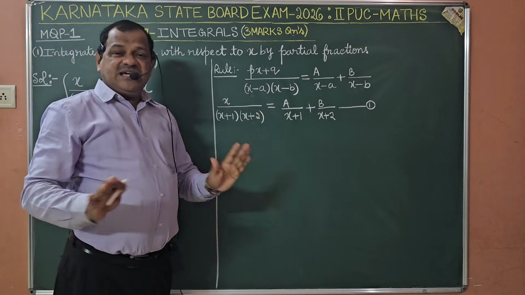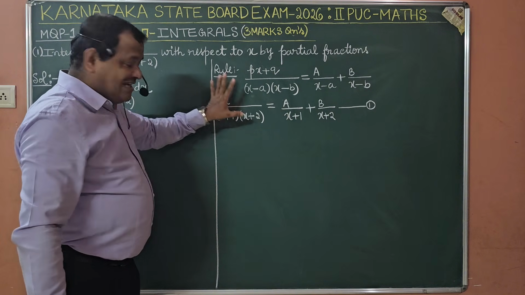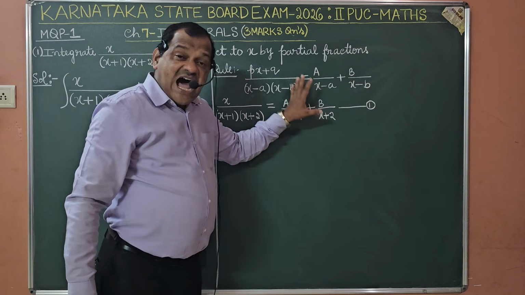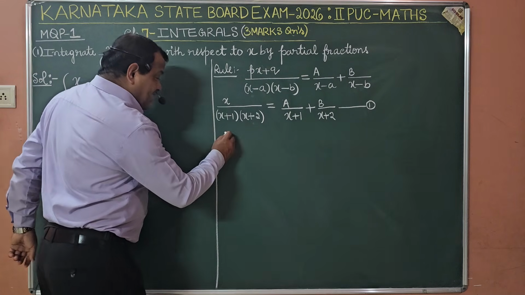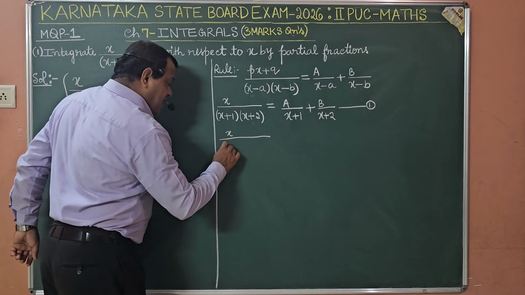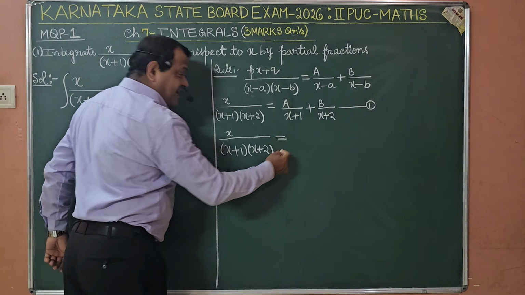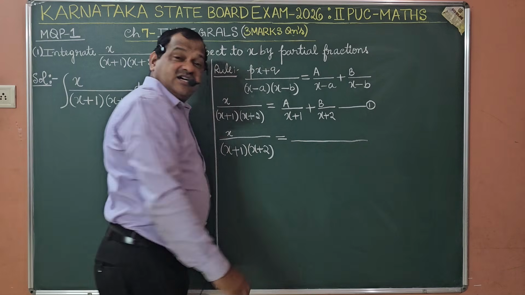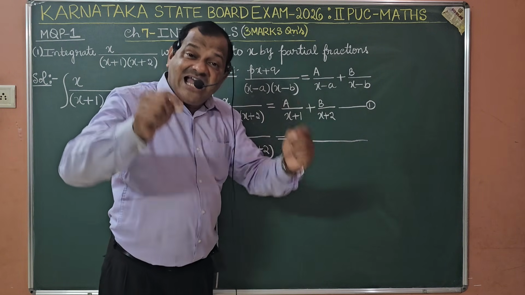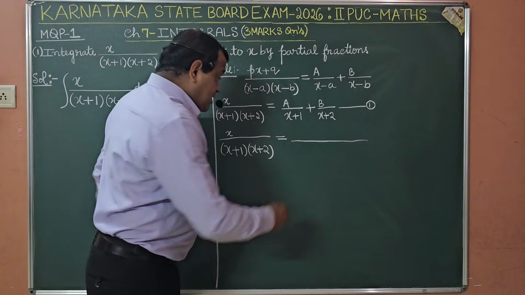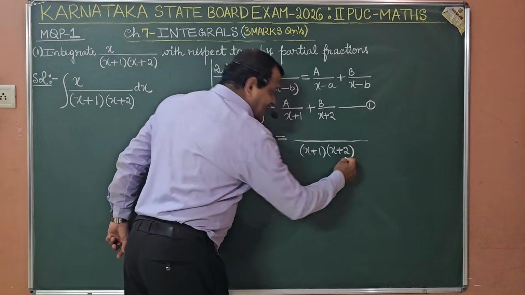To find A and B, there are different methods. I will teach the very basic method. LHS I will keep the same. On the right hand side I will take the LCM. Therefore LHS is the same, x by x plus 1 into x plus 2, and on the RHS LCM means multiply both the denominators if they are unlike. Yes, they are unlike. I will multiply x plus 1 into x plus 2.